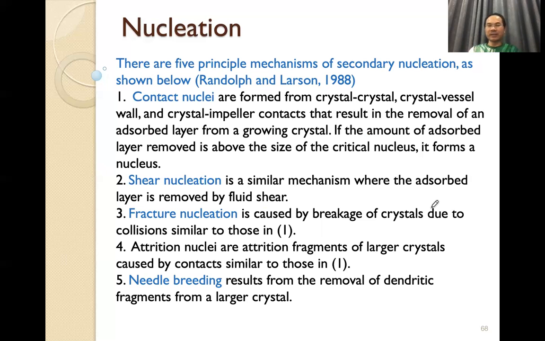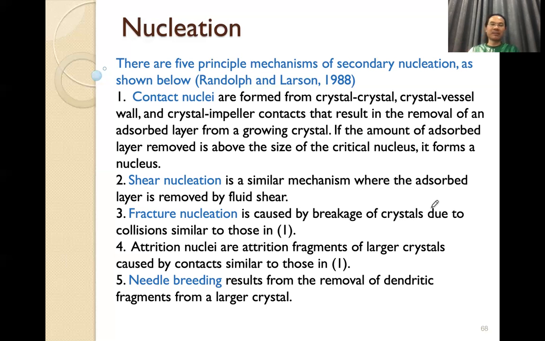And then it attaches to the surface of the crystal. Also for this case, we have mixing. There is some contact between crystal and crystal, crystal and vessel, crystal and impeller. For this case, the adsorbed layer or the attached layer of solute at the surface of the crystal may be moved out by the crystal contact, crystal-vessel contact, or crystal-impeller contact. The amount of solute attached to the surface is moved out, and then it also forms a crystal.